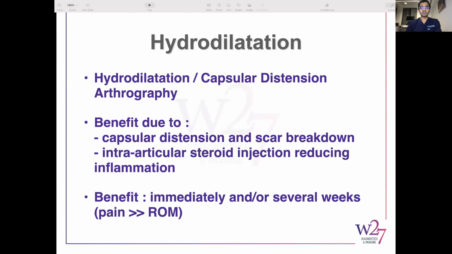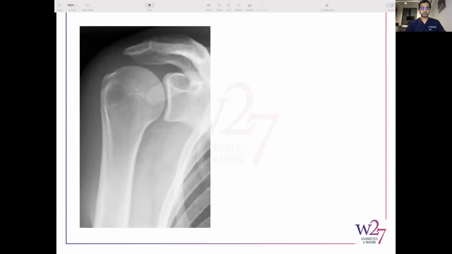Well, we feel it's due to the capsular distension we create by injecting a volume of fluid into the joint and trying to break down the scar tissue around the shoulder capsule. And we inject a mixture of saline and intra-articular steroid, and it's this corticosteroid that will help reduce the inflammation, which will then allow hopefully the patient to be relatively pain-free to start moving their arm and getting on with their physiotherapy. Some patients derive benefit almost immediately, but most will take several weeks to optimize themselves.